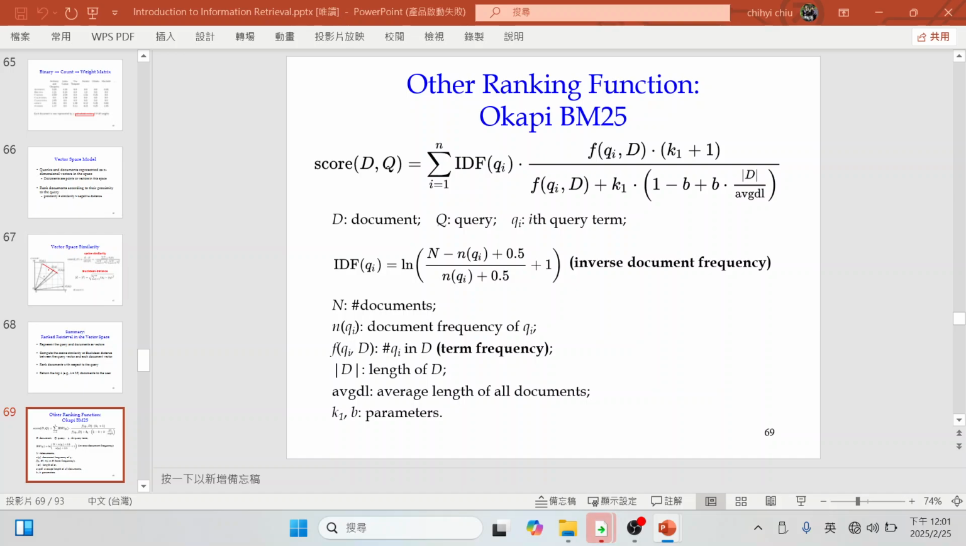So it's called BM25. Any problems? It's well-known and already widely used in many benchmarks. So if you read some information retrieval papers, sometimes you will see they take it as a benchmark to compare with the performance.